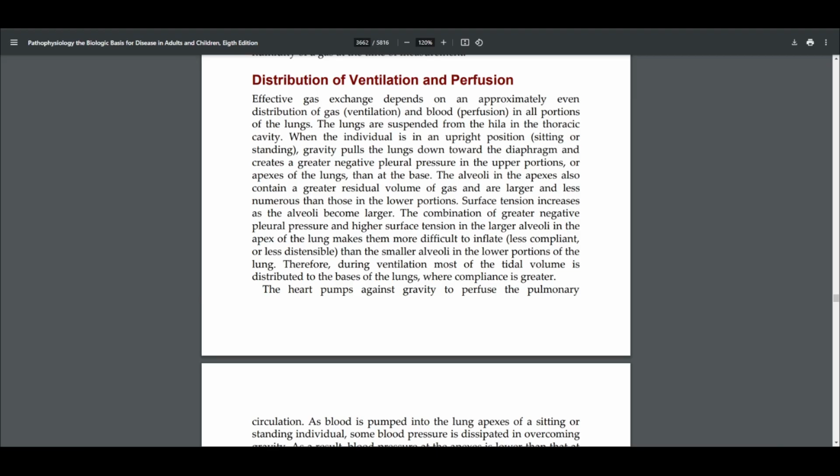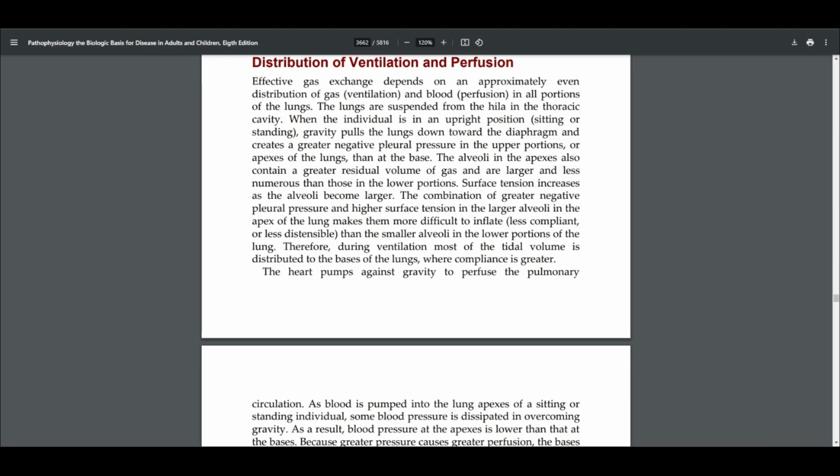Surface tension increases as the alveoli become larger. The combination of greater negative pleural pressure and higher surface tension in the larger alveoli in the apex of the lungs makes them more difficult to inflate. They're less compliant and less distensible than the smaller alveoli in the lower portions of the lungs. Therefore, during ventilation, most of the tidal volume is distributed to the bases of the lungs, where compliance is greater.